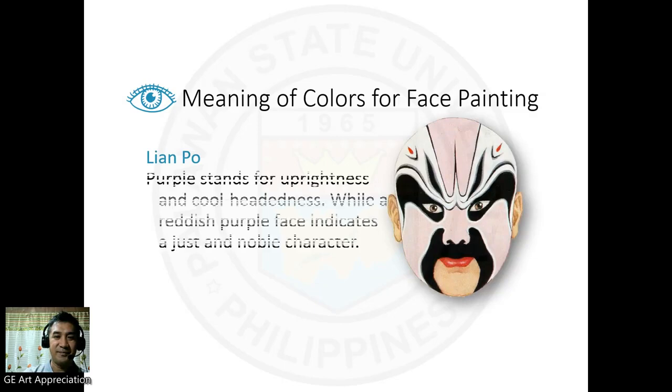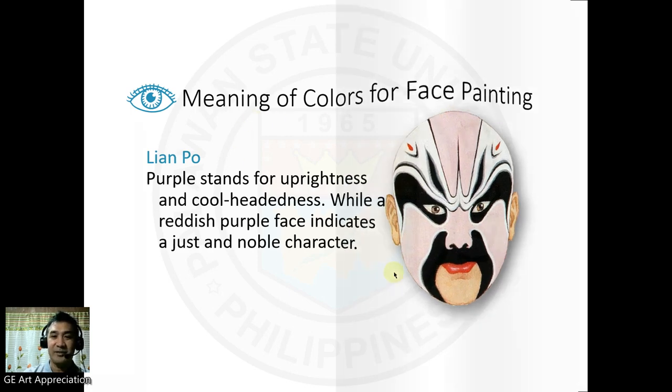Lianpu. The color is purple because it stands for uprightness and cool-headedness, while a reddish-purple face indicates a just and noble character.